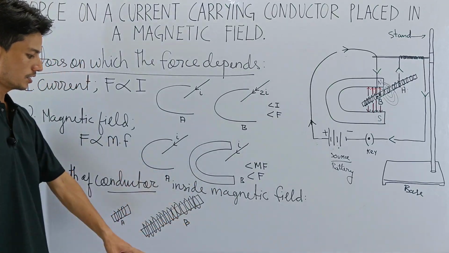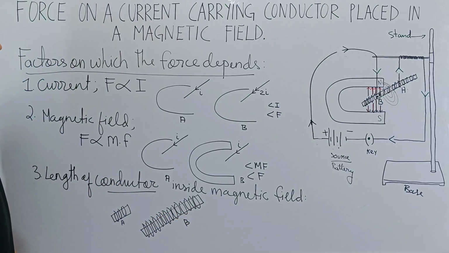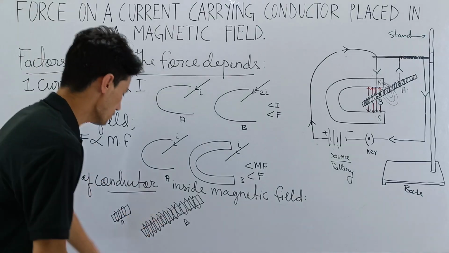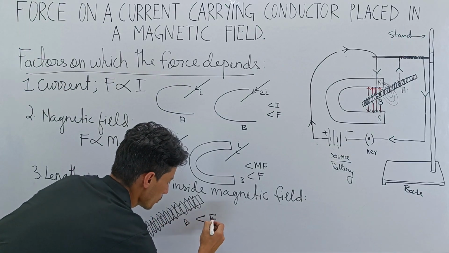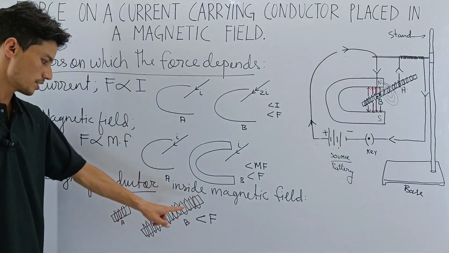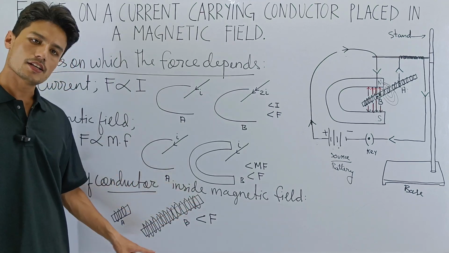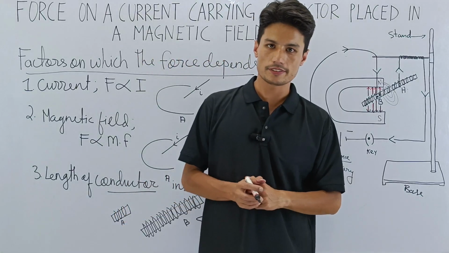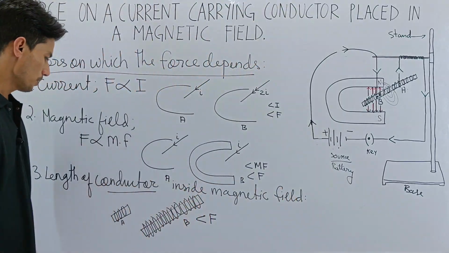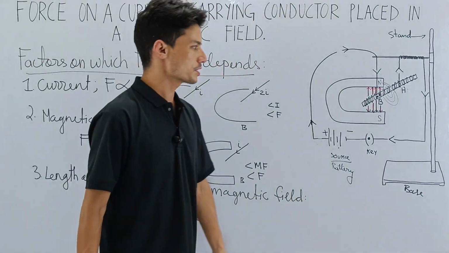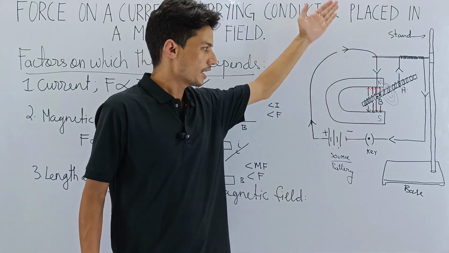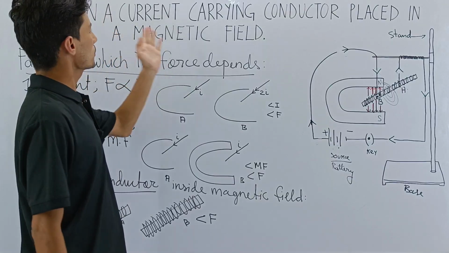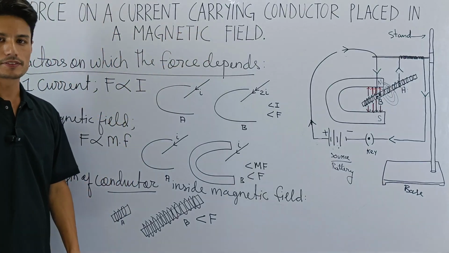That means this will produce more magnetic field. So I hope that it is clear. This conductor, because of more area under magnetic field, will produce stronger force. So I hope it's clear. Like I said, I hope I am able to keep my promise, which is that you have understood and mastered this topic, which is force on a current carrying conductor placed in a magnetic field.